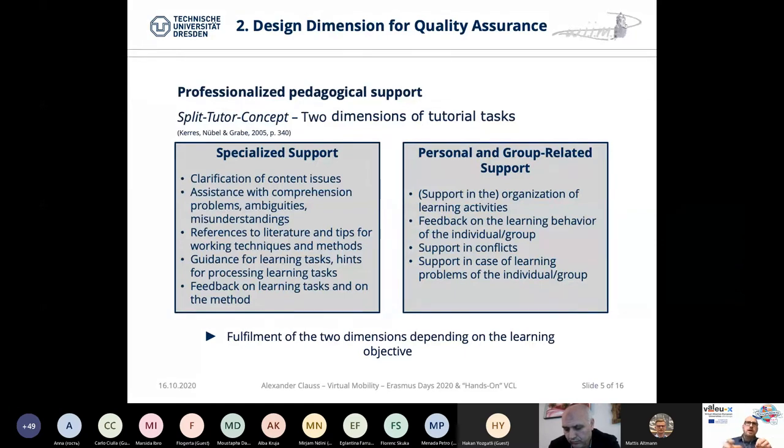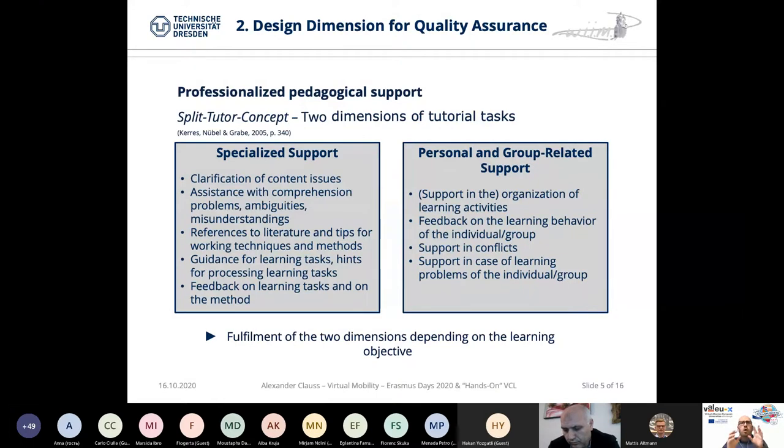On the right-hand side, we have the social support, the support in the organization of learning activities, the feedback on the learning behavior of the individual or group, a clear support in case of any conflicts between students or within the groups, and support in case of all learning problems of individuals or groups.